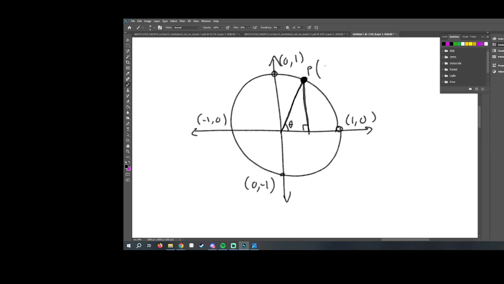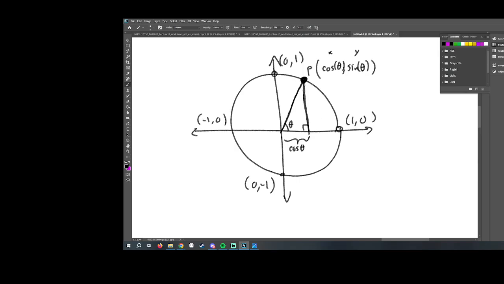Well, I know that P's coordinates are cosine theta, sine theta, right? So this is its x coordinate, this is its y coordinate. But this line is the x coordinate of P, right? It's the distance that P is from the y-axis. It's the same distance because of that 90-degree angle, which means this side must have length cosine theta.